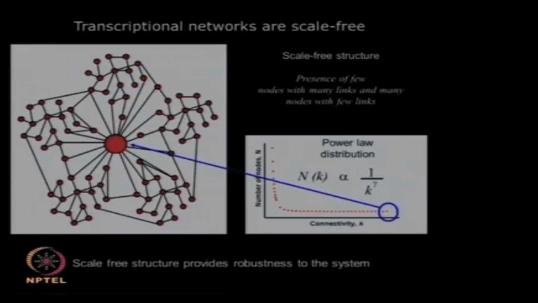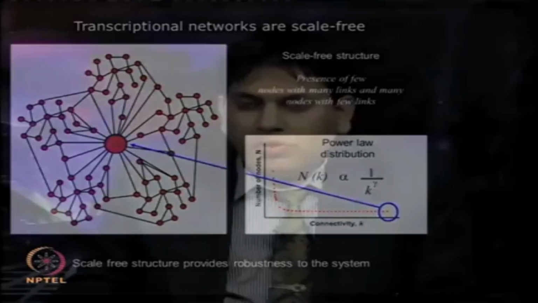Now, what is so special about this scale free structure? Scale free structures have been postulated to provide robustness to the biological system. Now, what exactly is robustness? So, robustness is the ability of a complex system, such as a biological system, to maintain its function even when the structure of the system changes significantly.